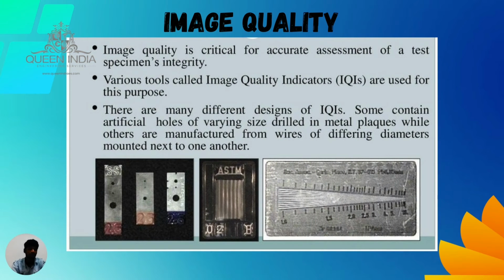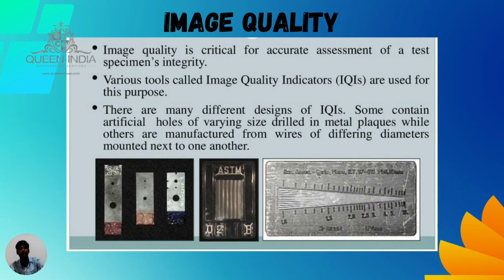Image quality is critical for the accurate assessment of the specimen in the test. The tools used are called image quality indicators. There are two types of image quality indicator: one is the hole type and one is the wire type.